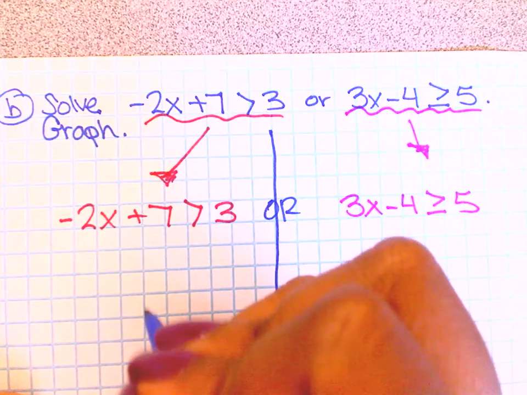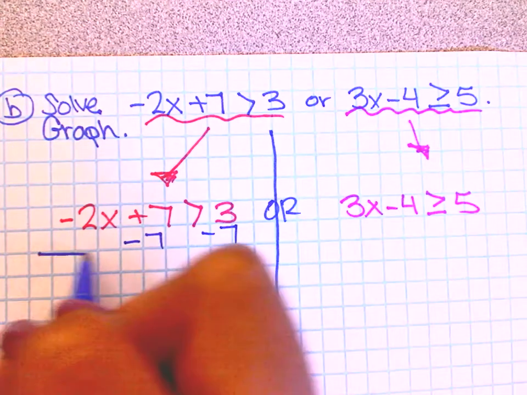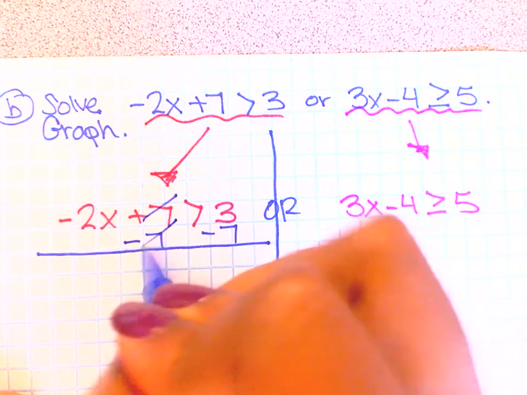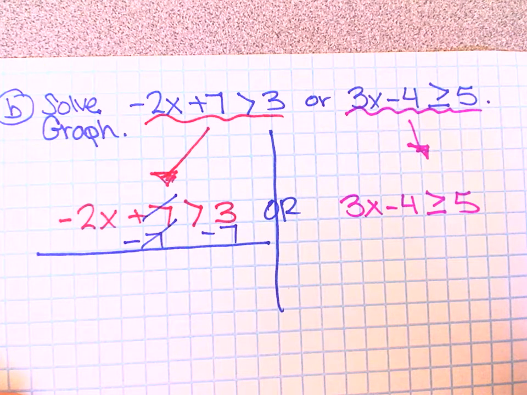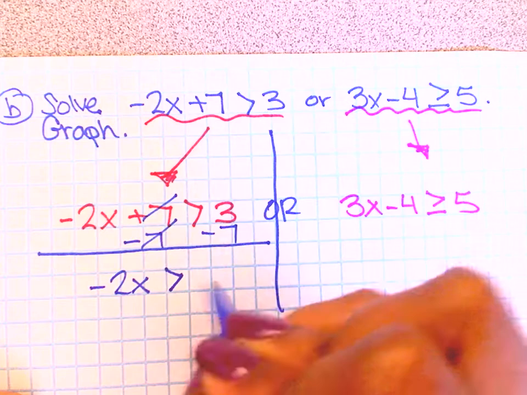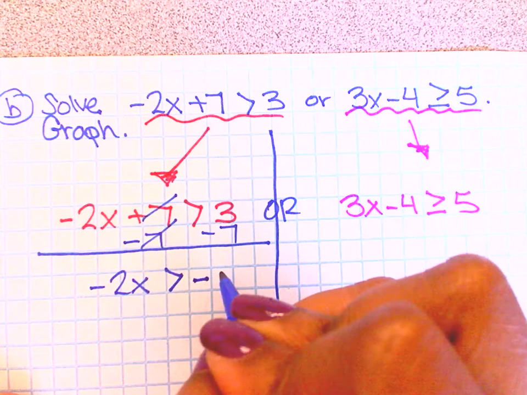So on this side, I need to isolate the variable, so I'm going to subtract 7 from both sides. Draw my line under. +7, -7 is 0. Again, I don't get how people are looking and not writing. It doesn't make any sense to me. -2x is greater than, different sign subtract, -4.